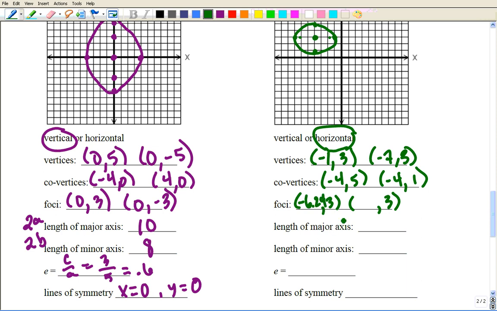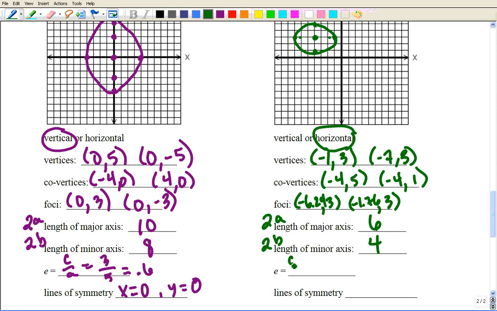And then if we go to the right 2.24, we'd be adding 2.24 back to the -4, so then we'd have -1.76. The length of the major axis is always 2 times A. A was 3, so the length of the major axis is 6. Length of the minor is always 2 times B. The minor, the value for B was 2, so 2 times 2 we get 4.